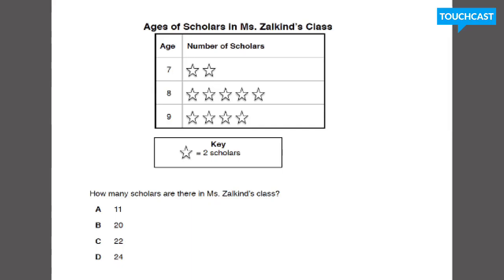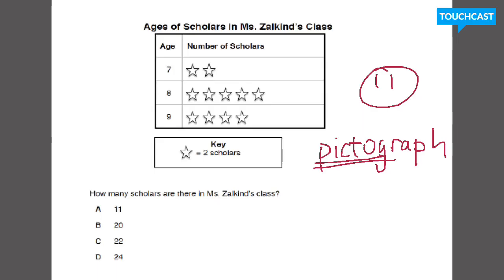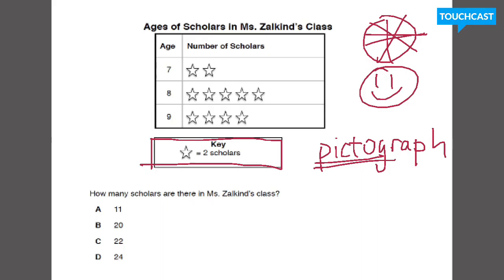Alright, next problem. The next problem deals with something that we call a pictograph. A pictograph is spelled like this, pictograph. The main thing about pictographs is that they have little pictures, like stars. Sometimes you might see a smiley face. Sometimes you might see a bicycle wheel. Each of those represents a certain number. In this key, it's very important to note that 1 star equals 2 scholars.